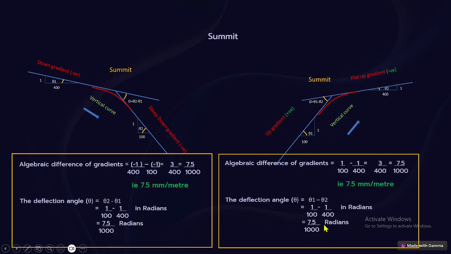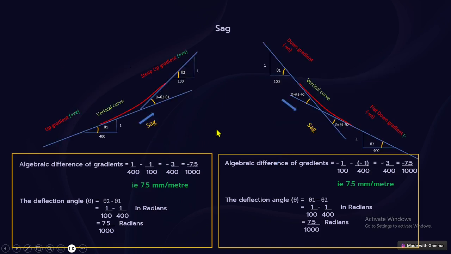So this is the way you have to do it. And coming to the other situation, sag, that means a steep up gradient followed by a flat up gradient. Okay, sag. Like that, another situation is a flat down gradient followed by a steep down gradient. In both cases we have this sag. So here also we will see the deflection angle and the algebraic difference.